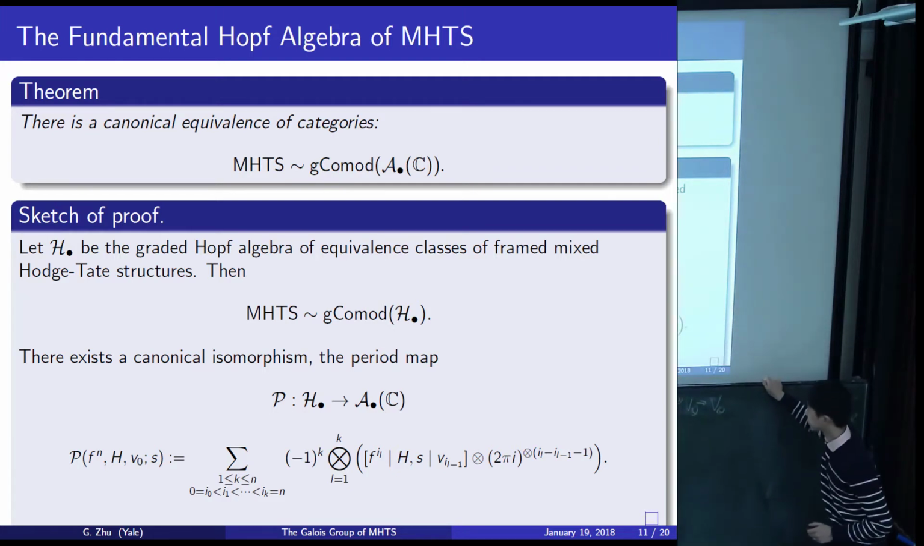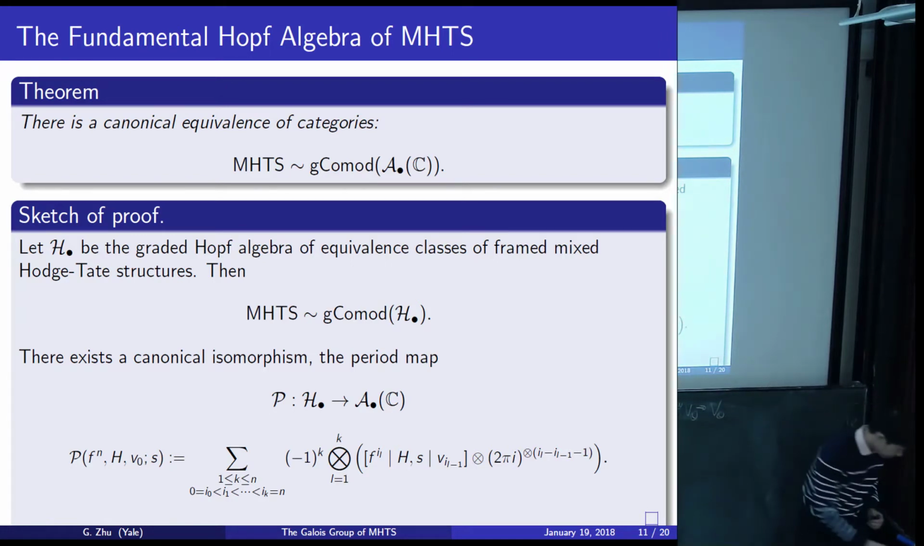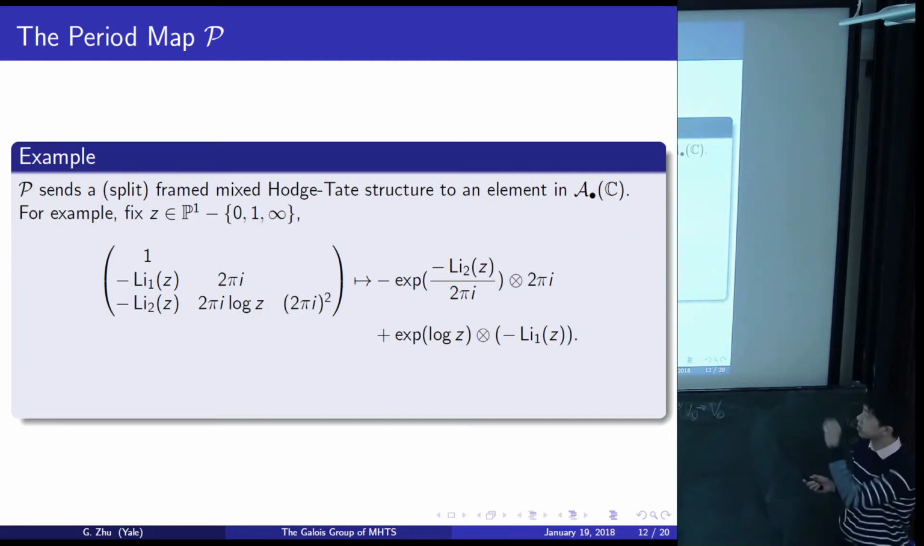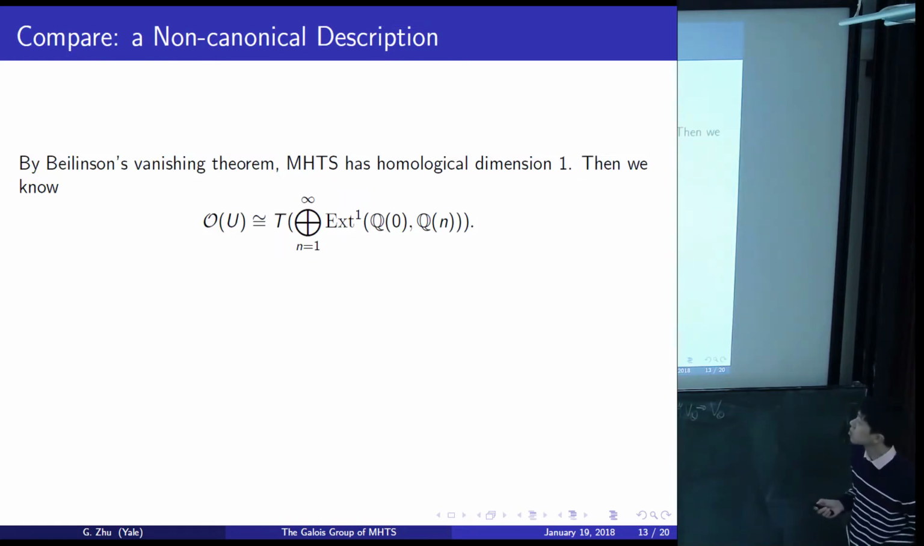So till now, what I want to state is we constructed some A and showed that it is isomorphic to the Hopf algebra of equivalence classes of framed objects. And it's defined through some period maps. Okay, so why is our result interesting in some sense?